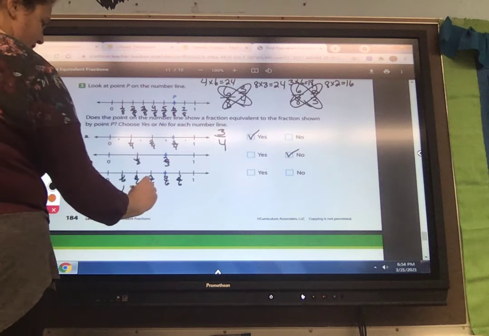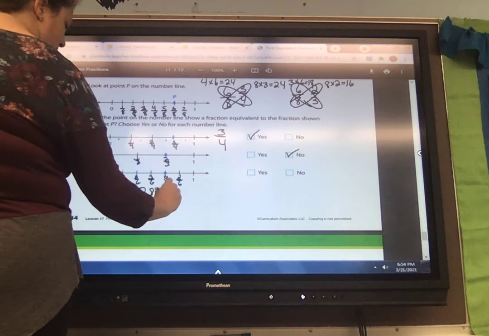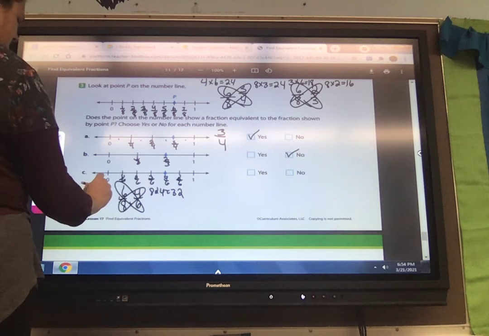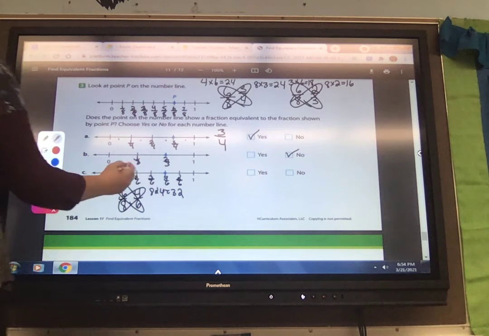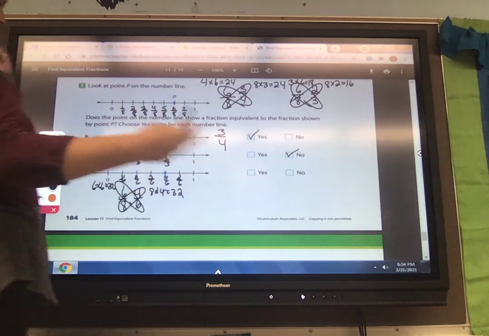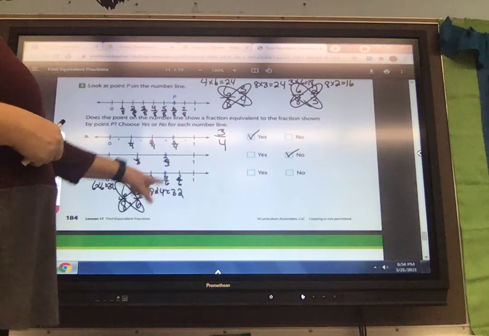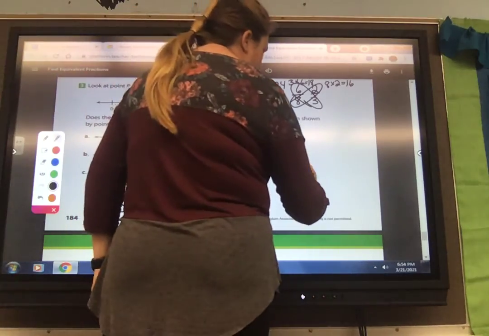8 times 4 is 32. Bottom up, 6 times 6 is 36. 36 and 32 are not the same answer. You cannot turn an 8 into a 6, so this would be a no.